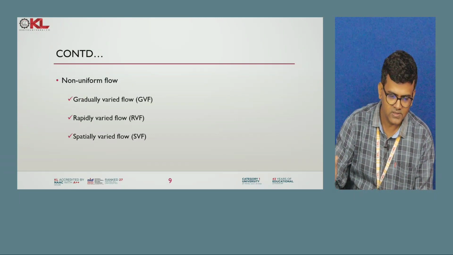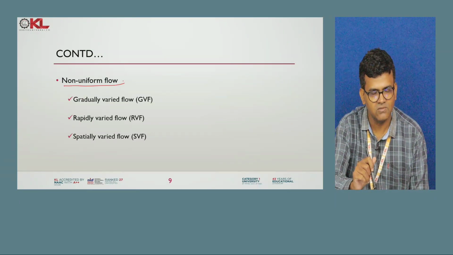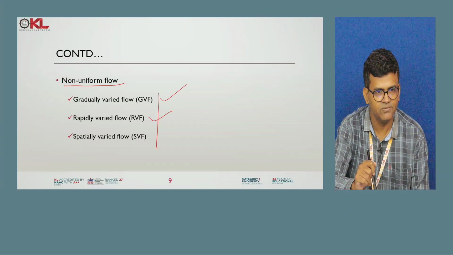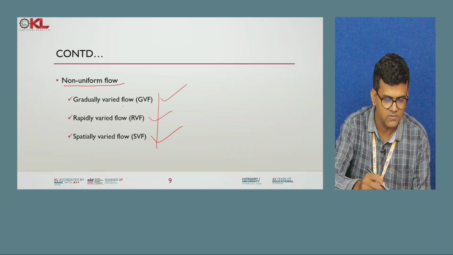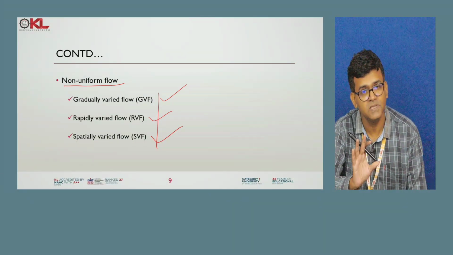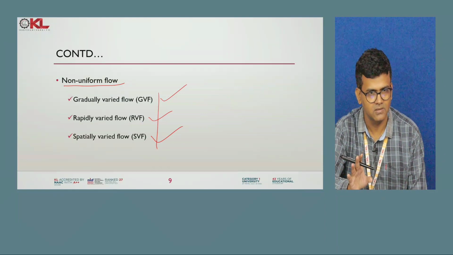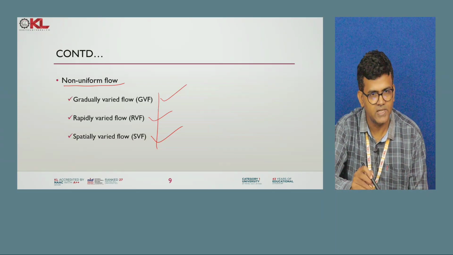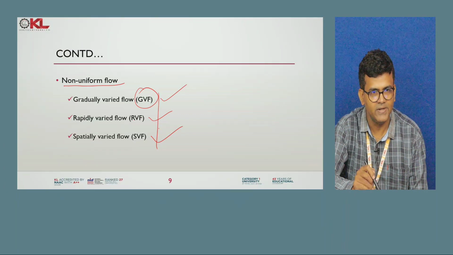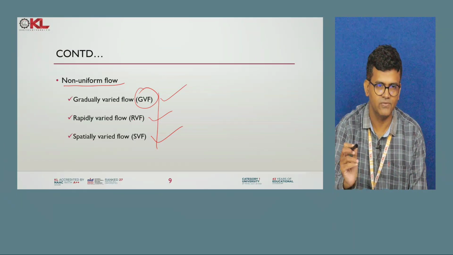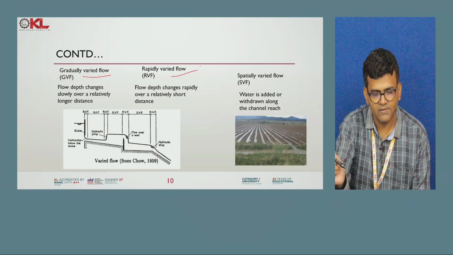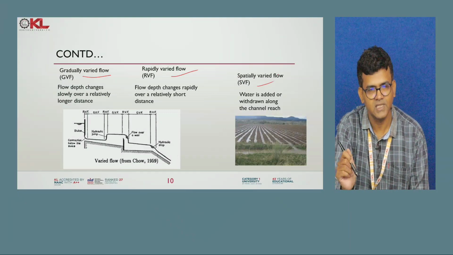Now further, this non-uniform flow can be categorized into three categories: the gradually varied flow, the rapidly varied flow, and the spatially varied flow. All these three flows are non-uniform flow, that means the flow depth is changing with respect to space. These are GVF, gradually varied flow, RVF, rapidly varied flow, and SVF, spatially varied flow. What is GVF, what is RVF, and what is SVF?